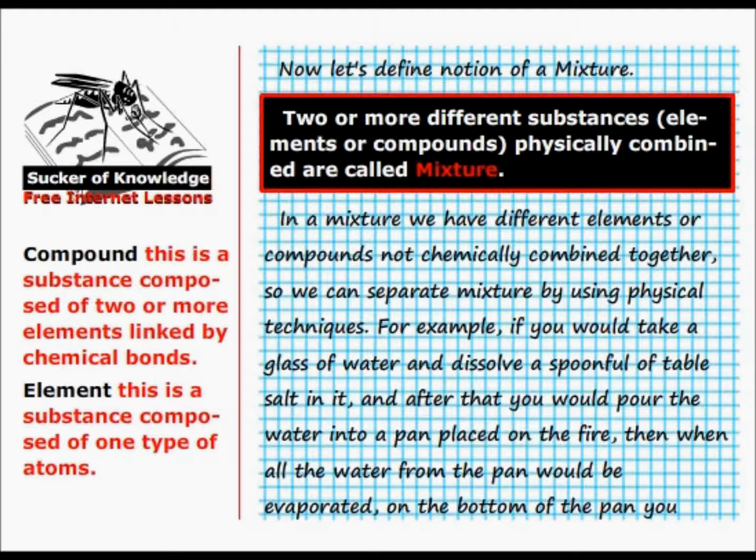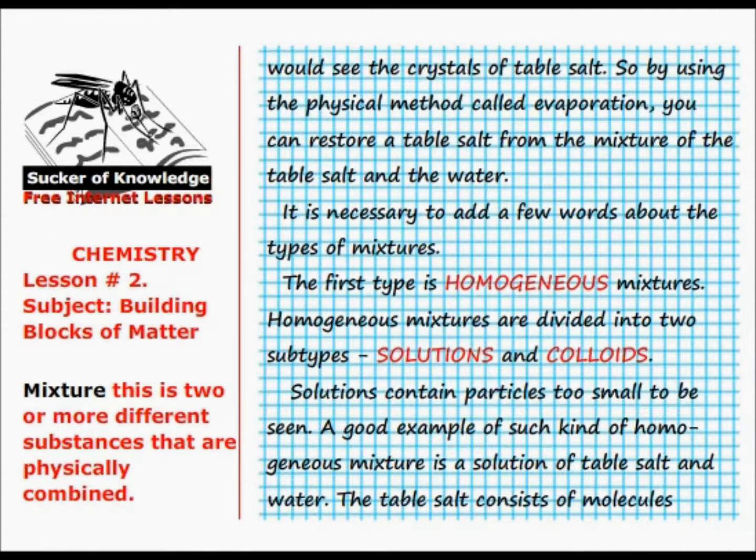For example, if you would take a glass of water and dissolve a spoonful of table salt in it, and after that, you would pour the water into a pan placed on the fire, then when all the water from the pan would be evaporated, on the bottom of the pan you would see the crystals of table salt. So, by using the physical method called evaporation, you can restore the table salt from the mixture of the table salt and the water.